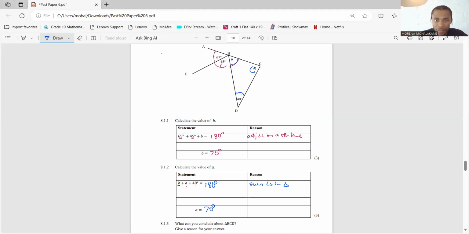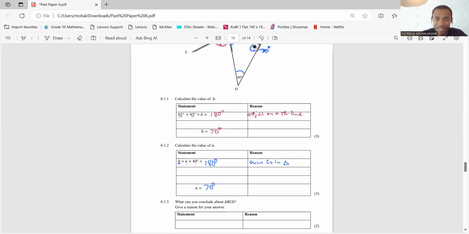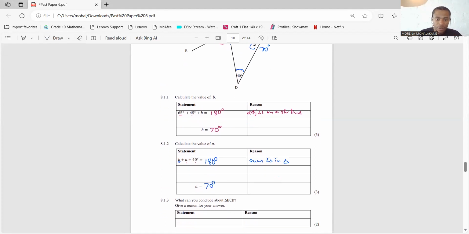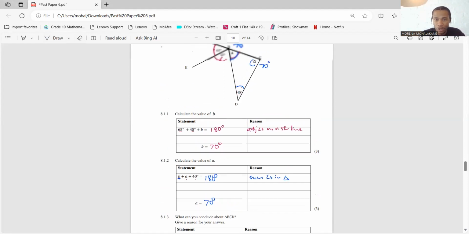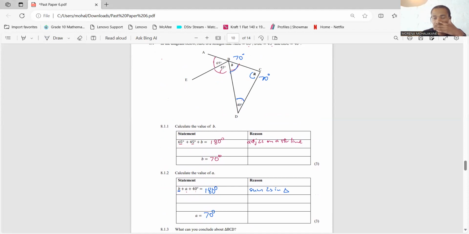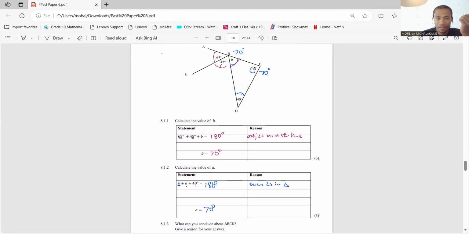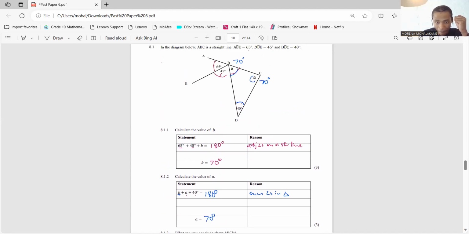Now I have 70 here and 70 there. This is not really special, but it is an observation. It's asking, what can you conclude about triangle BCD? You must give a reason for your conclusion. Since the interior angles are equal, this is 70, which means this side here is going to be the same as the other side, because the angles are equal.